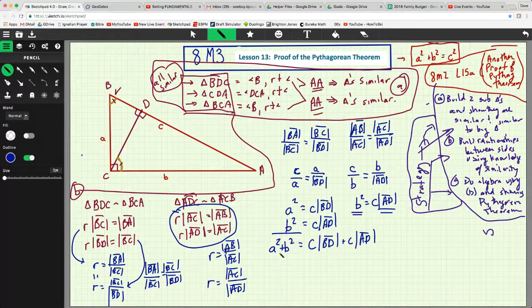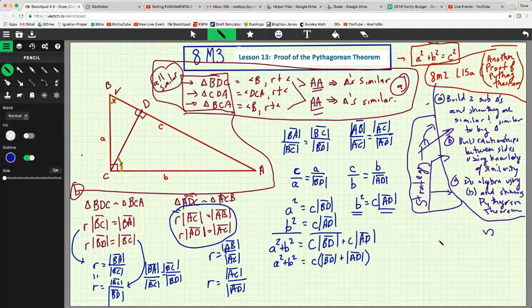Now we are almost there. So now we're left with A squared plus B squared equals C times the length of BD plus C times the length of AD. Well, let's factor this out. Let's think all the way back to the end of 7th grade. We can reverse distribute, called factoring. If we had C times X plus C times Y, that equals C times X plus Y. And we know that's true because we can distribute back and we get CX plus CY. So we know that this is true.